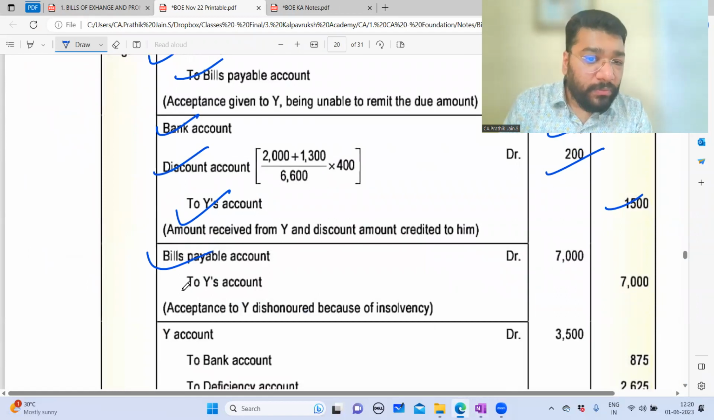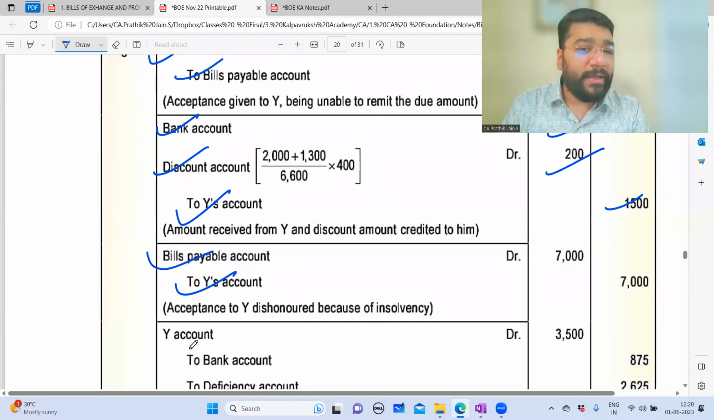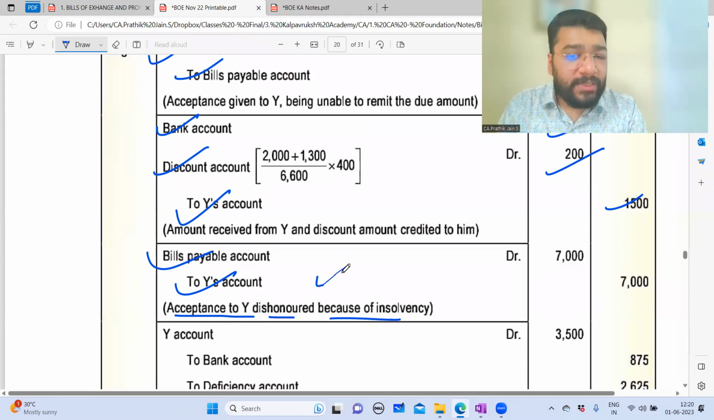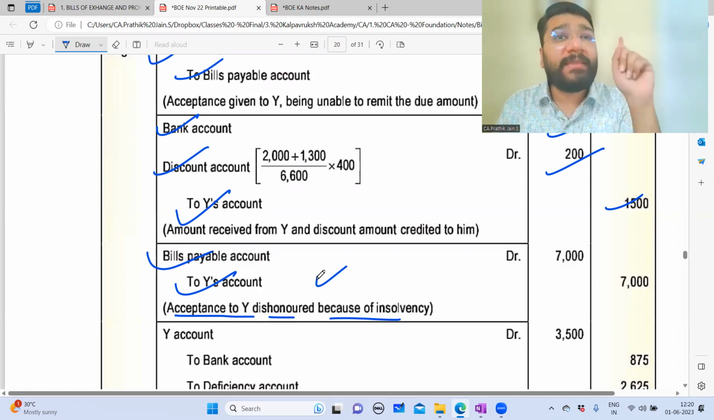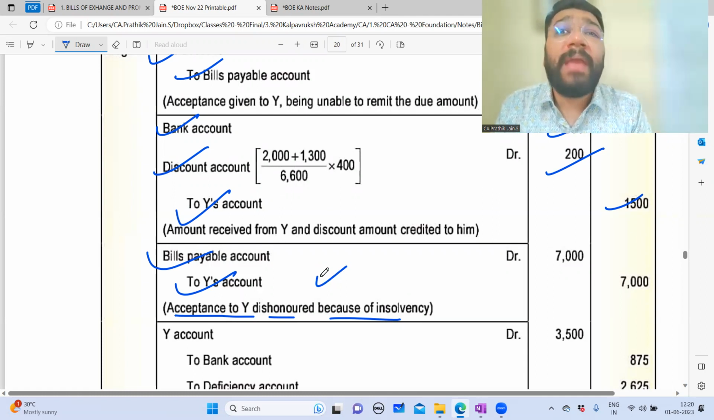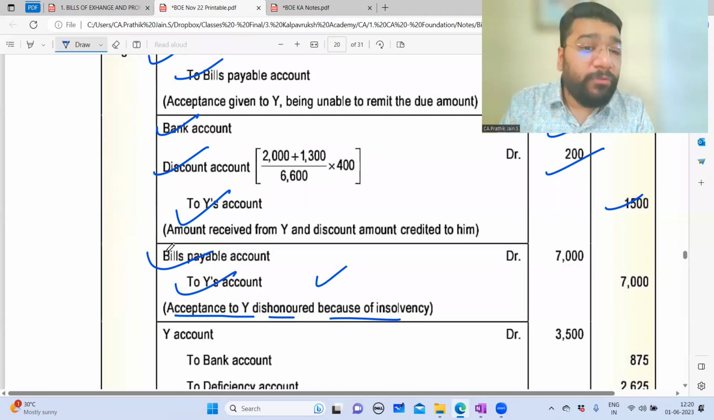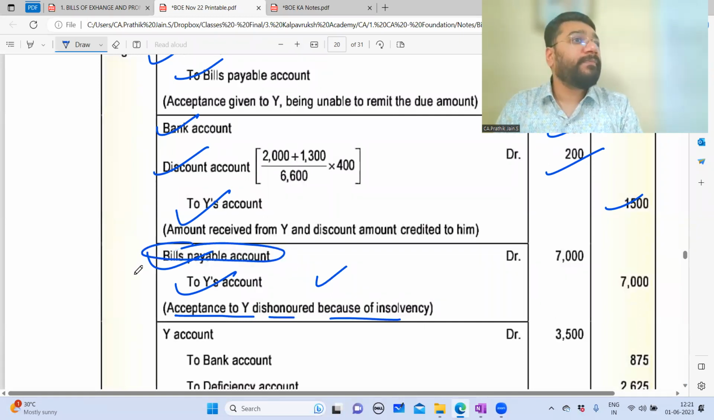Bills payable to Y. Bills payable to Y. So this is what? Acceptance of Y dishonored because of insolvency. So this entry is passed when the bill is dishonored. When the bill is dishonored, on the due date, if X is not making the payment, the bill payable becomes null and void. So we have to cancel the liability.